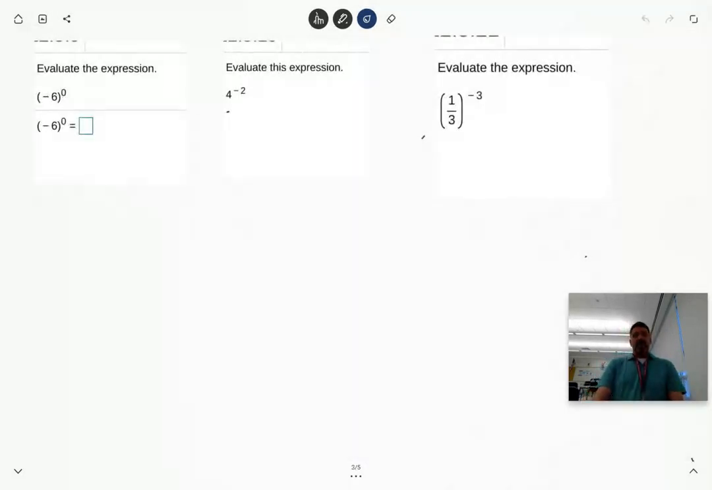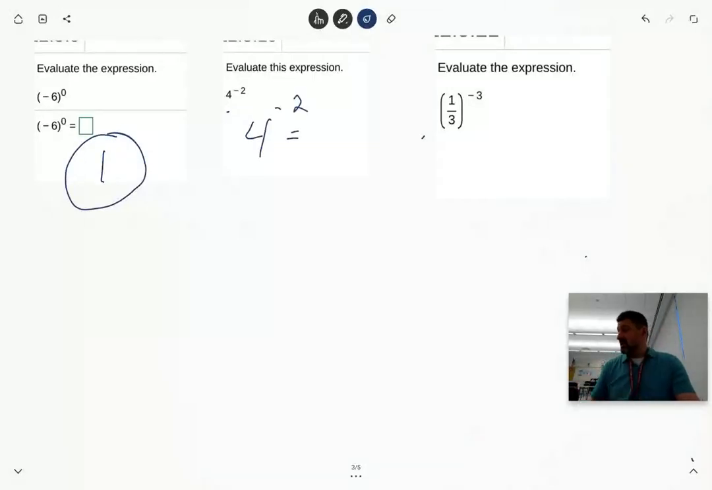All right. So as we talked about before, anything to the 0 power is 1. So here's a couple of quick examples. Okay, 4 to the negative 2. Remember what that negative exponent does. It is going to be 1 over 4 to the second power. So it puts it in the denominator and gives it a positive exponent. That would be 1 over 16.